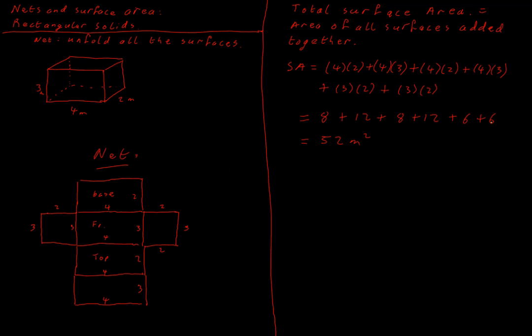So when we do all of our adding up, I've gotten the area of each one of the shapes individually, each one of these surfaces individually, I should say, add them all up, and I get 52 in total, and that's meters squared because we're dealing with area. We've multiplied length by width, so we've ended up with meters by meters is meters squared, which gives us our units, and it's important we include our units. And that is what we need for nets and surface area of rectangular solids.